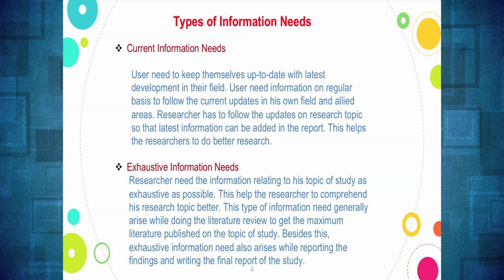So, there are various types of information, and broadly we can categorize them into current information needs, exhaustive information needs, everyday information needs, and catching up information needs. In current information needs, users need to keep themselves up to date with the latest developments in their field. Users need information on a regular basis to follow the current updates in their own field and allied areas. A researcher has to follow the updates on the research topic, so that the latest information can be added in the report. This helps the researcher to do better research.